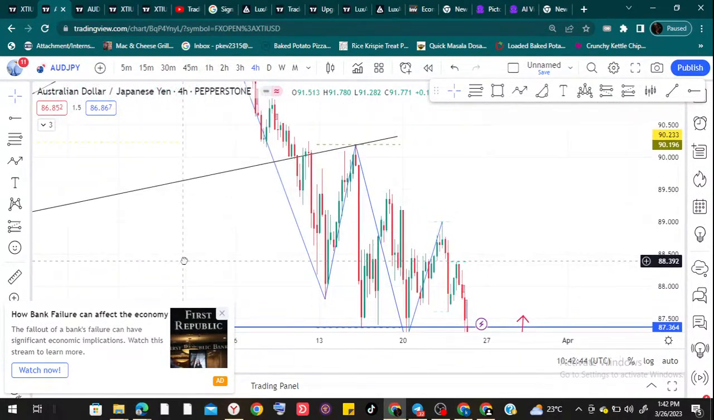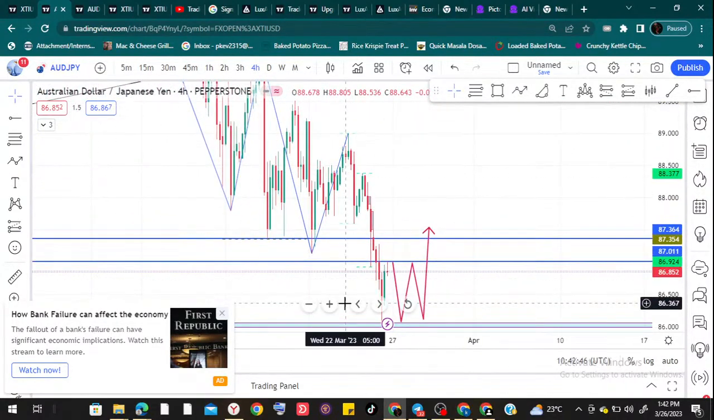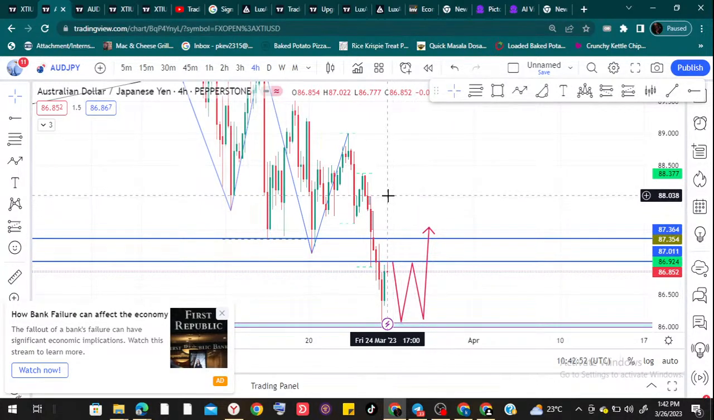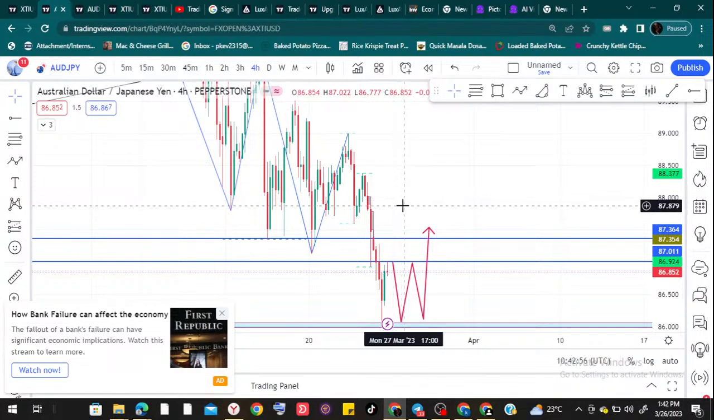Alright, so this is our, yeah. So if at all, guys, the market decides to move up, this is where I'll be expecting to see it come, to this zone over here. So it will be collecting these orders that you see over here.